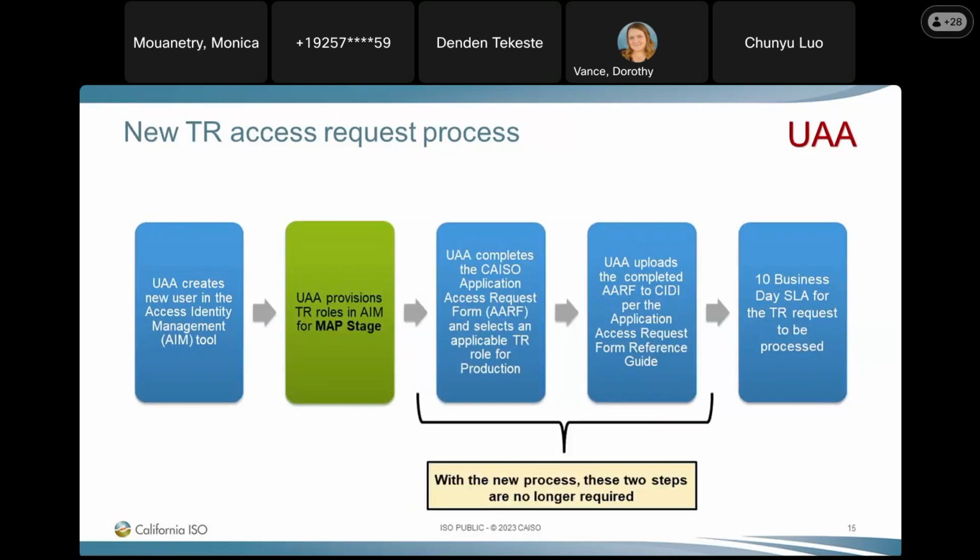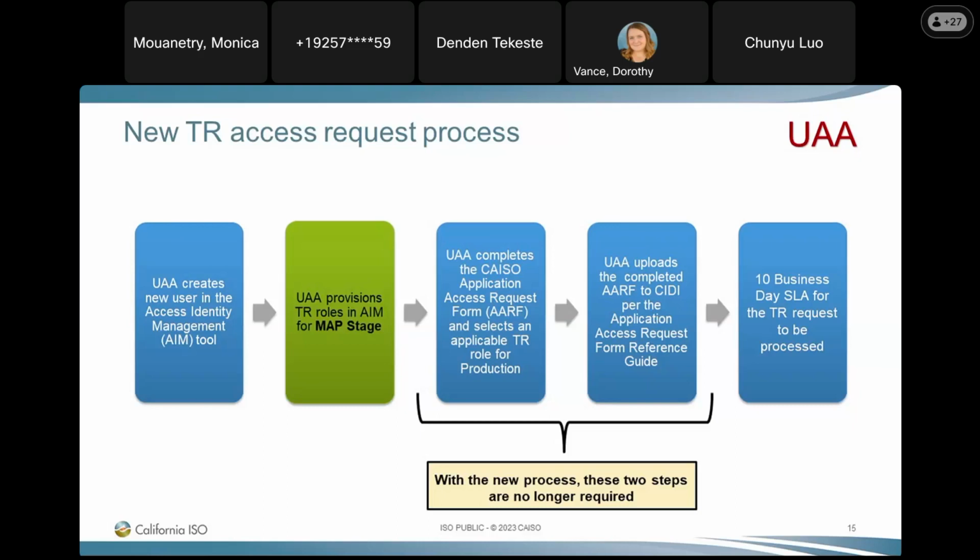So what we're going to change with this new process is eliminate 2 of those tasks. So folks, your UAs are still going to have to create the new users in the AIM tool, and then in that same tool, they'll be able to provision their users for those specific roles. So they don't have to go to a separate tool. They can complete those tasks in that same tool.